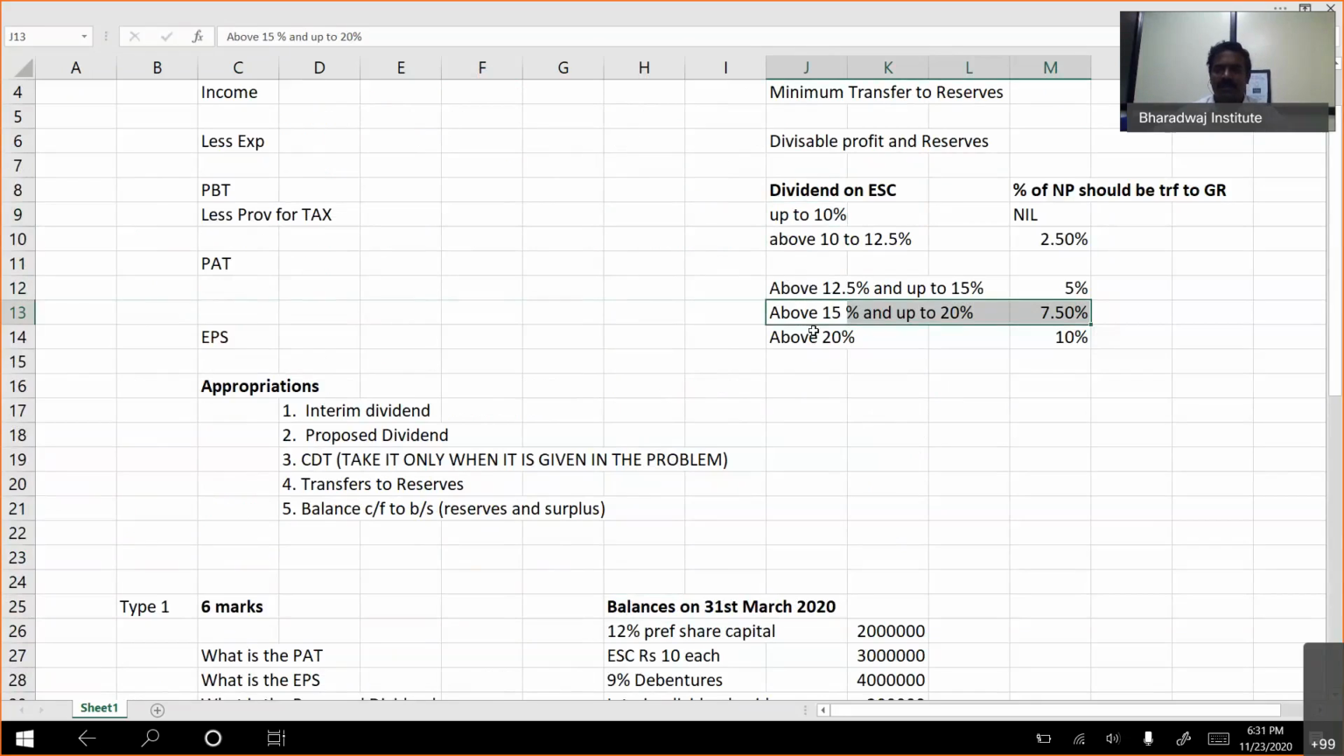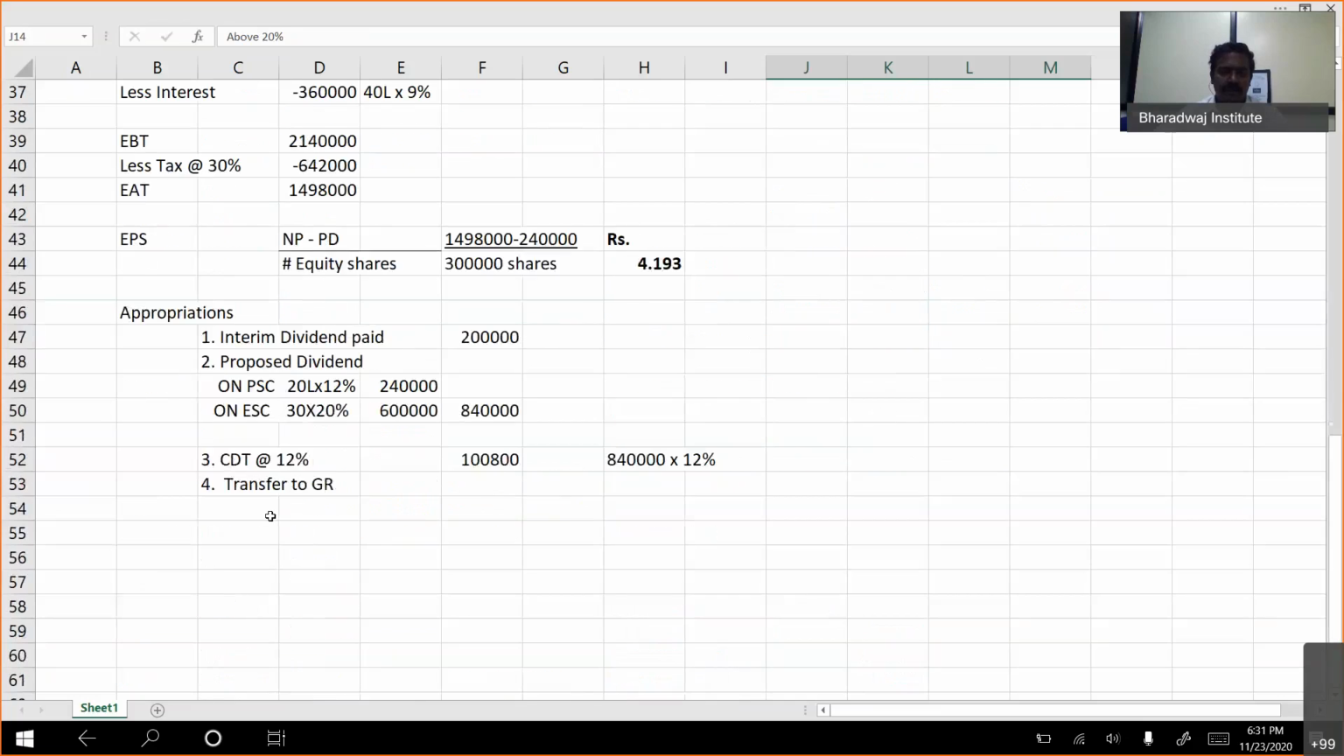Because by memory mistake, 20%, 10% like that, you may take it. Only when it crosses 20%, then you have to transfer 10%. So transfer to general reserve will be 7.5% of net profit. That is 14,98,000 into 7.5%. Then balance carried forward to balance sheet.